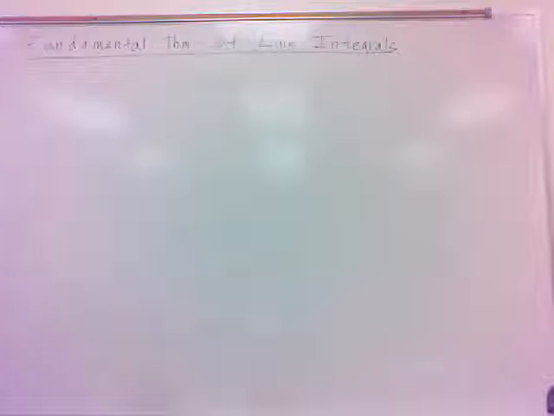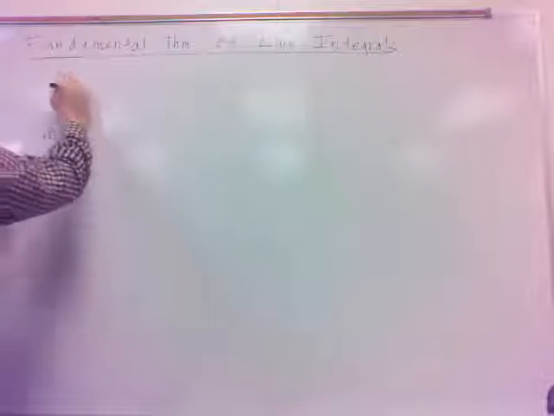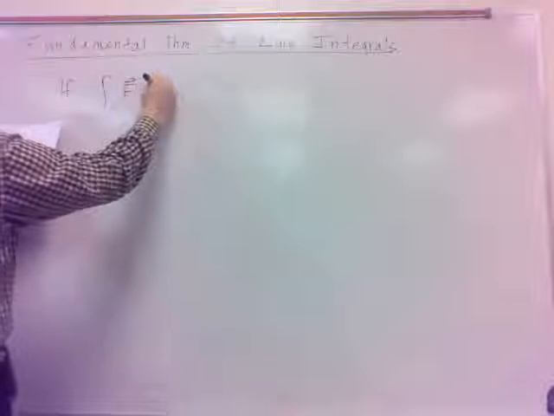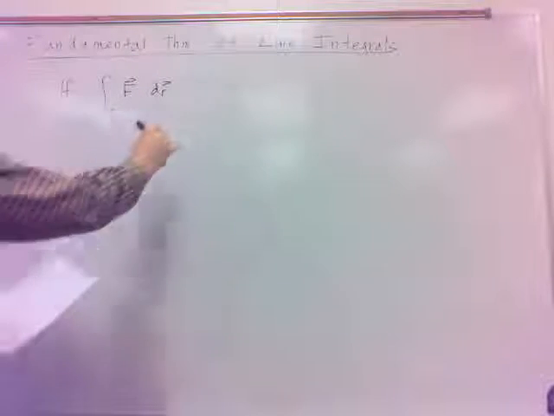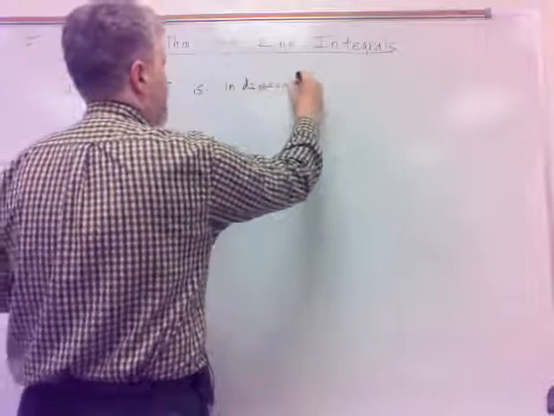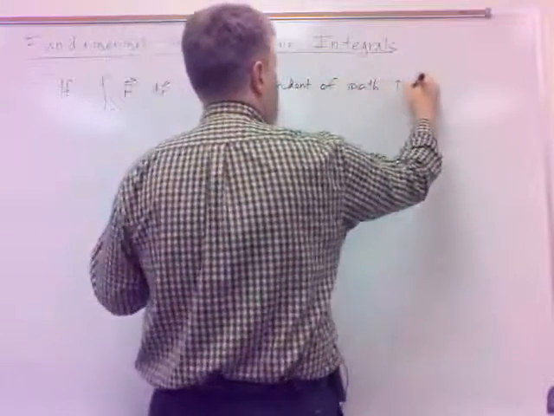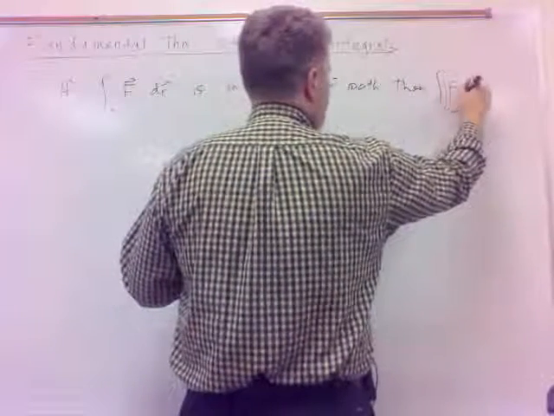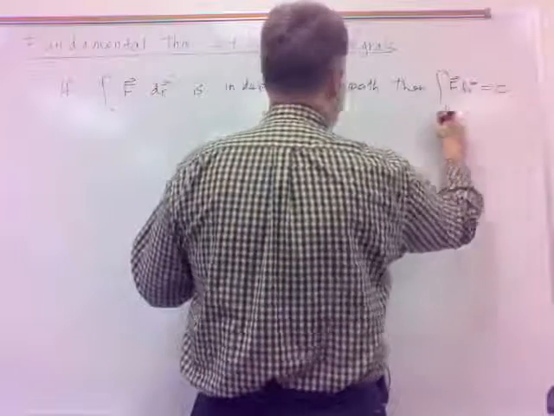One other fact here before I move on. If the line integral over C of F dot dr is independent of path, then the line integral over C of F dot dr equals 0 for every closed path.